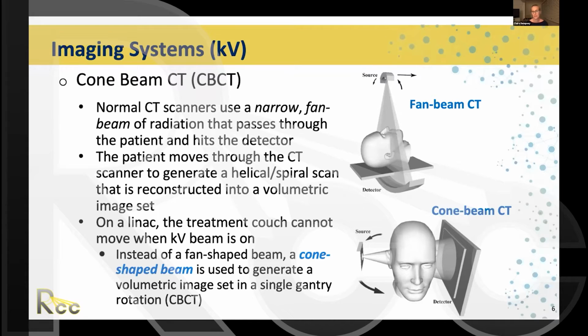So instead of using that fan-shaped beam that you get in a standard CT, we use what's called a cone-shaped beam so that you can get a volumetric image set just by having a single gantry rotation. So we don't need to rotate the gantry over and over and over around the patient. A single rotation will give us enough information to create a volumetric image set. So that's the ConeBeam CT.